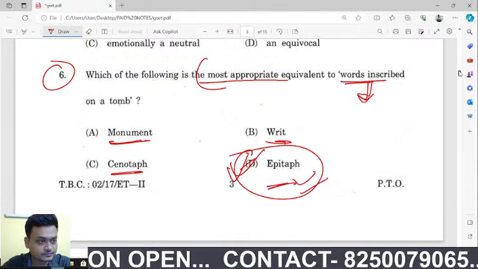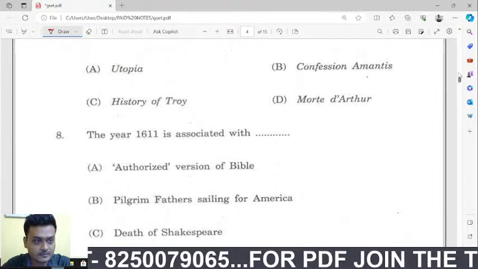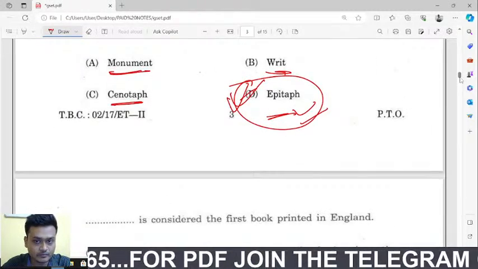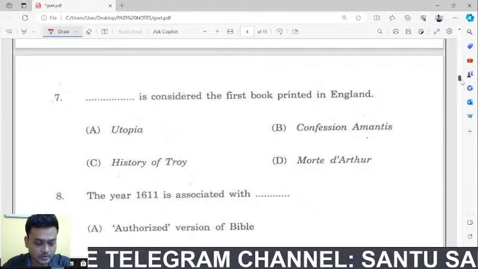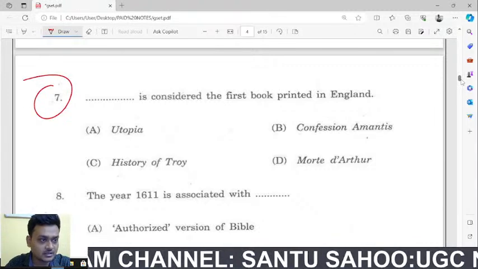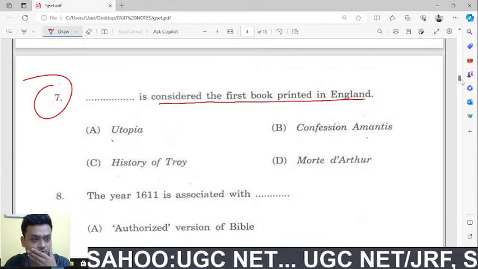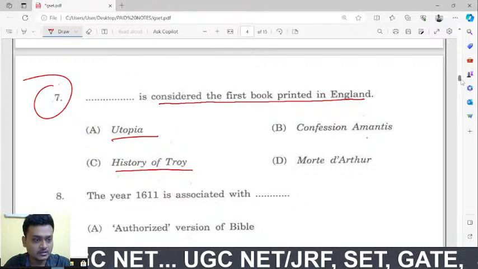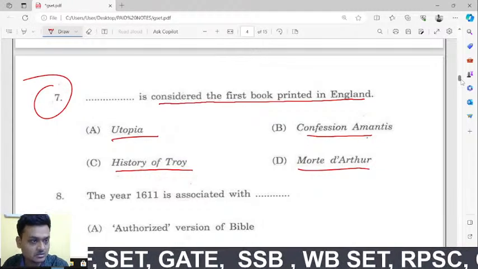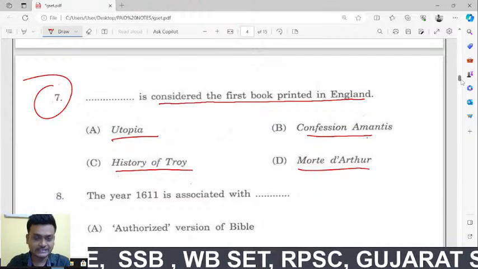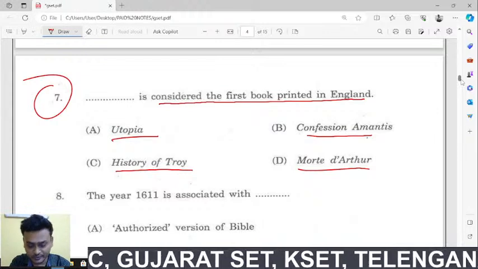Next question, question number 7. Dash is considered the first book printed in England. Utopia, History of Troy, Confessio Amantis, and Morte d'Arthur. What is considered the first book printed in England? What would be the right answer here?